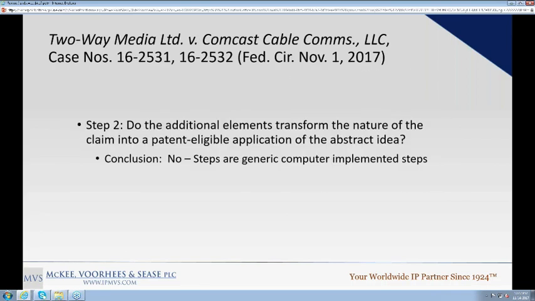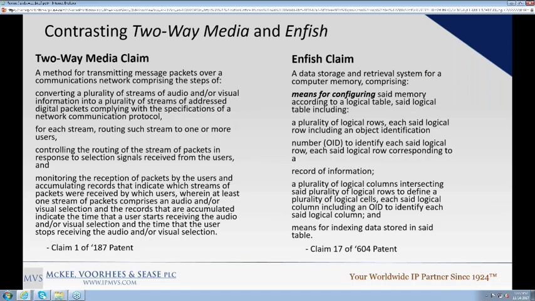Oops, too far. All right. So step 2, the court said, do the additional elements transform it? And there the court said no. It's not transformative. There's not an inventive concept coming out of it. It's generic computer implemented steps. And so that's not going to get you over the Mayo Alice test.